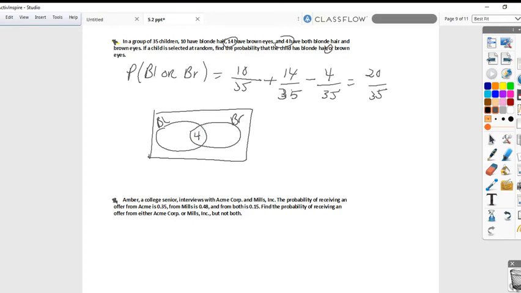So that 4 goes there. Now, how many blondes do we have? We have 10. So that leaves me with 10 minus 4 is 6. Browns, how many browns do we have? 14. 14 minus 4 is 10. And you see if you add these up where you get the 20. So just 2 different methods of doing the same problem.